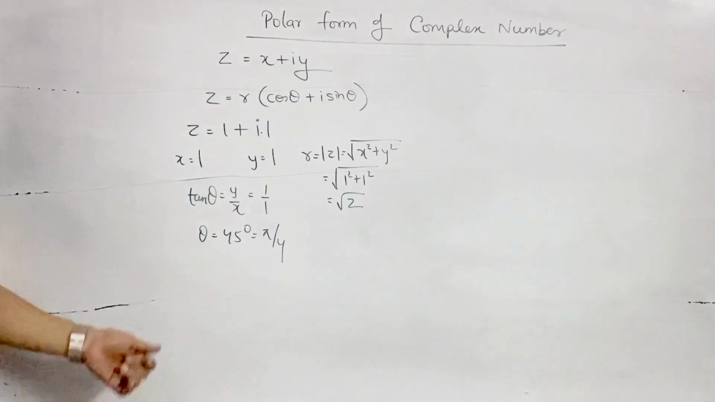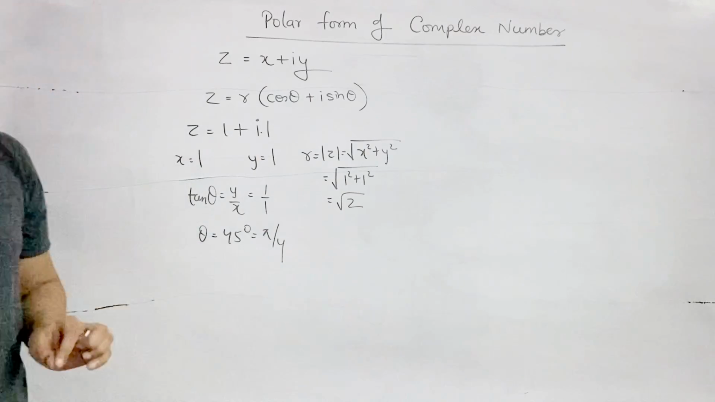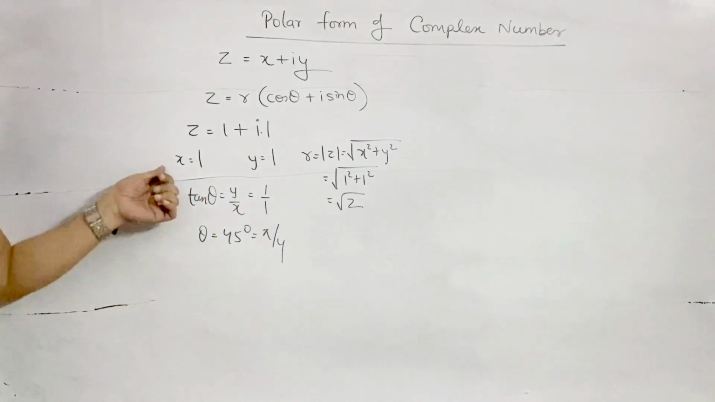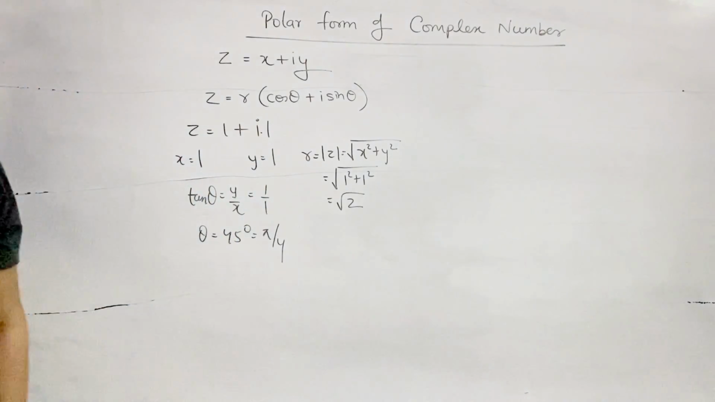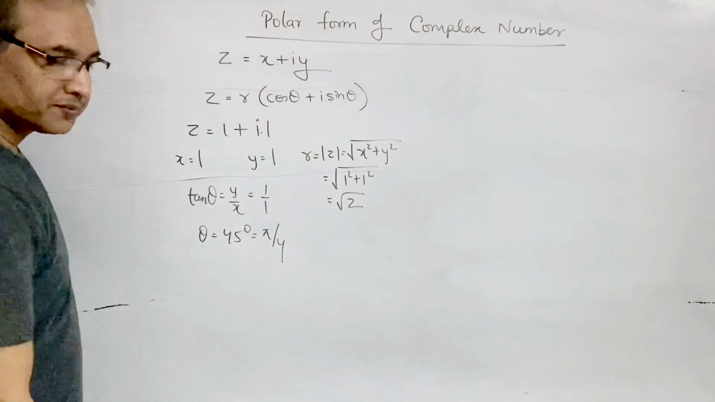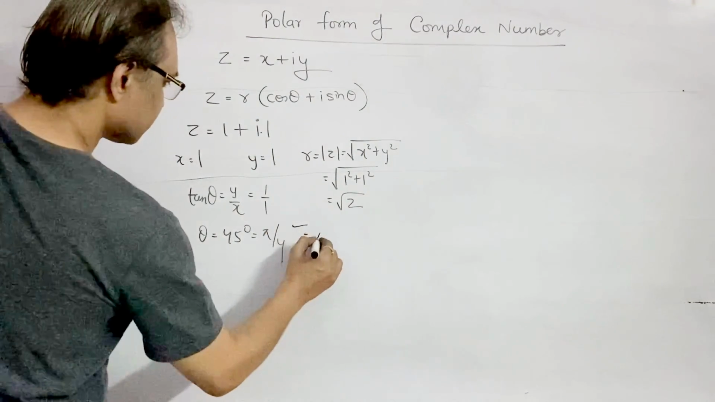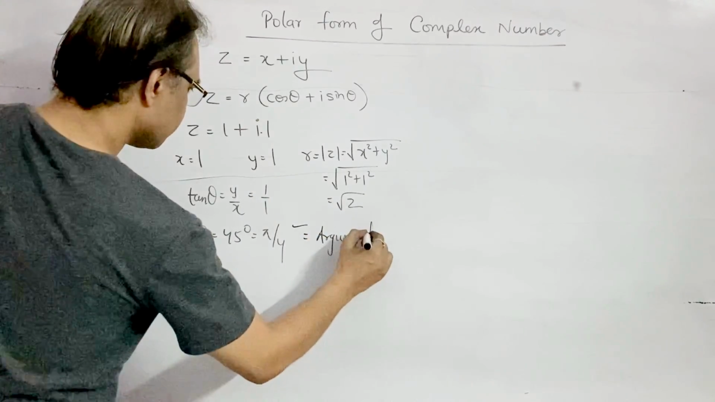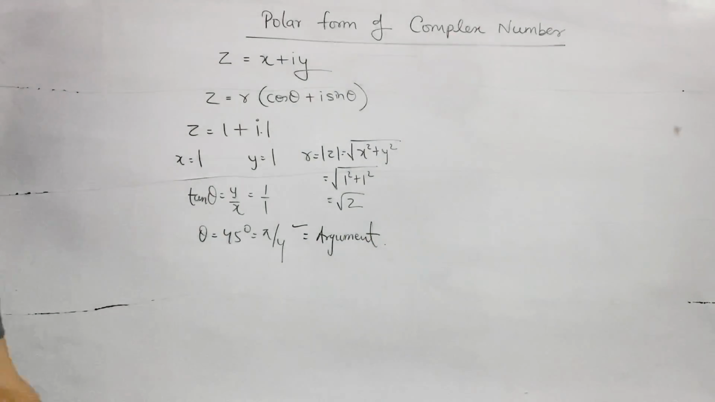Now since you can see that values of x and y are positive, there is no need to find the quadrant in which the complex number lies. So whenever x and y are positive, there is no need to find the value of alpha and find the quadrants. Got it? So we have got the value of theta, and this value of theta is the argument. So we've got the value of argument, we have got the value of modulus.